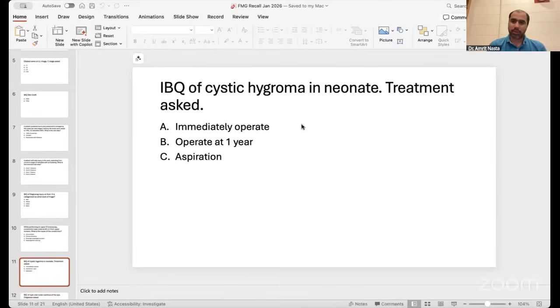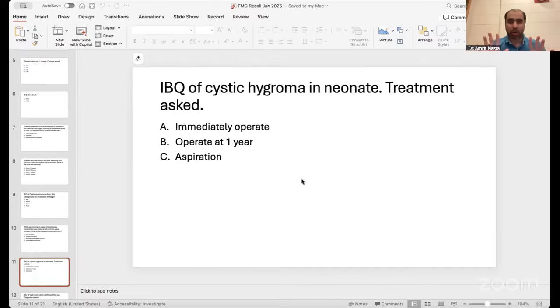Easy question. There was a neonate with a very big cystic hygroma and they had asked for treatment. So treatment of cystic hygroma is to remove it. Students were like immediate or operate at 1 year. What do you think should be the answer? Will you operate immediately or operate at 1 year?